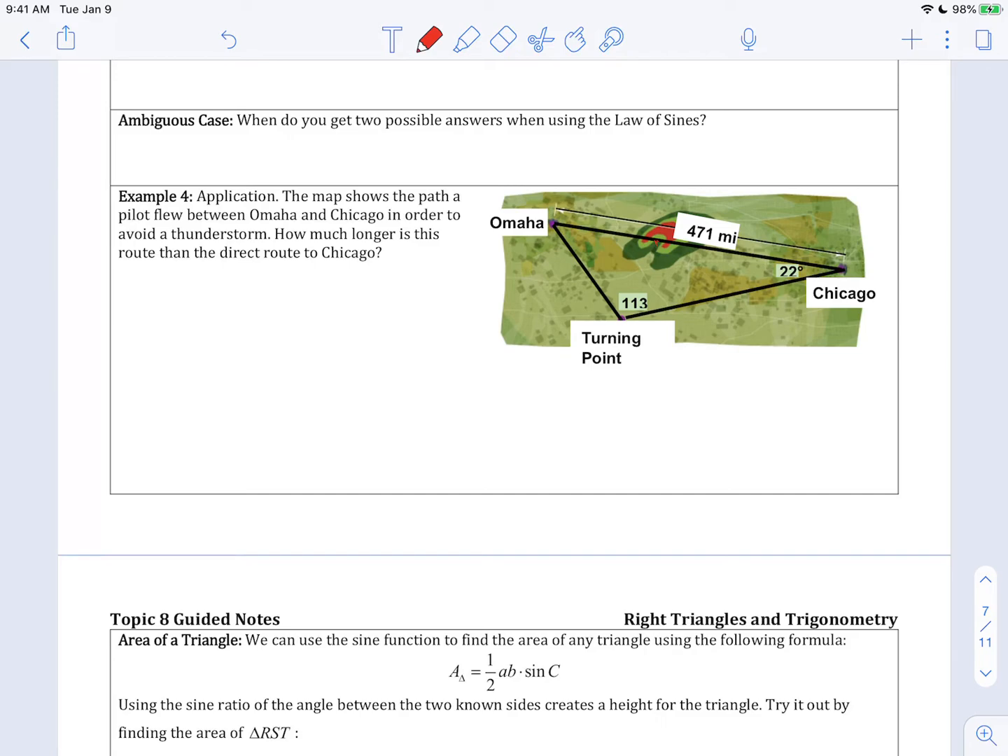All right, the ambiguous case. When do you get two possible answers when using law of sines? You get two possible answers in the instance of the ambiguous case. The ambiguous case happens when there is side-side-angle on a triangle, meaning we can form two different triangles with this information.